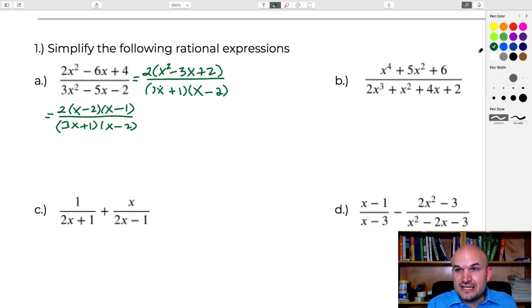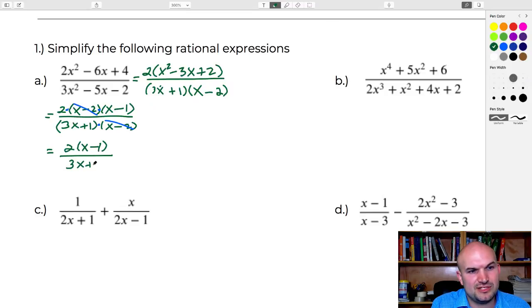And now you can see that we have all of our terms separated by multiplication, right? So now I can apply the division property and say x minus 2 divided by x minus 2 is just 1. And so therefore 1 times all of this is just going to not matter. So therefore my final result is 2 times x minus 1 all over 3x plus 1.